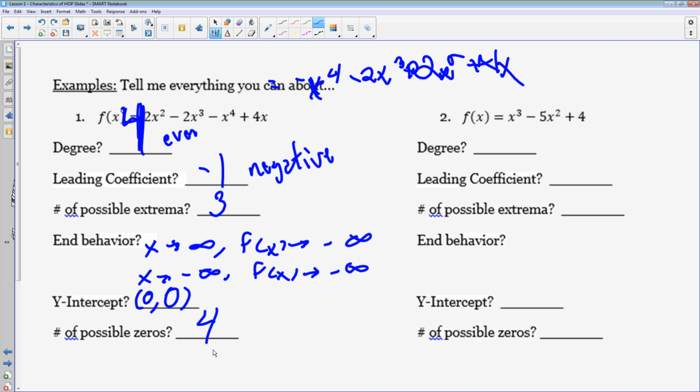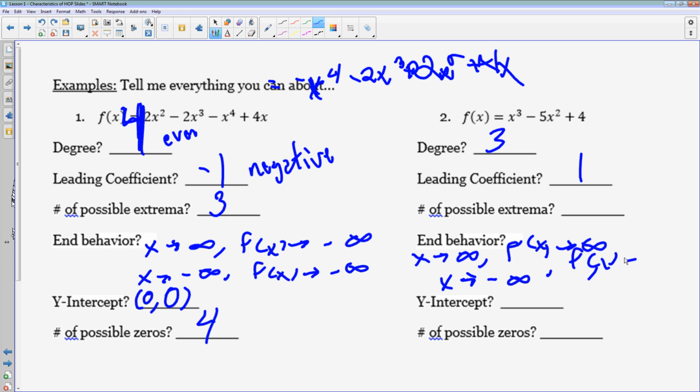All right, for the second problem, my degree is 3. My leading coefficient is 1. So an odd degree, but a positive leading coefficient. That means we're going to be going up on the right. So as x goes to infinity, so does f of x. And we're going to be doing the opposite on the left. So as x goes to negative infinity, f of x goes to negative infinity.